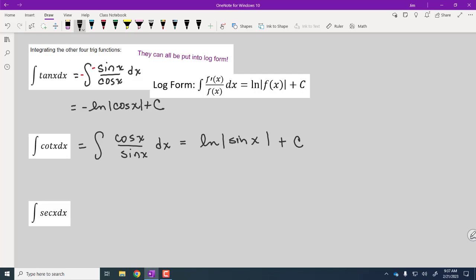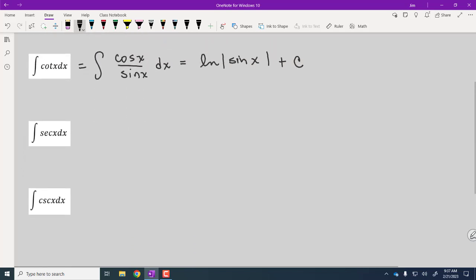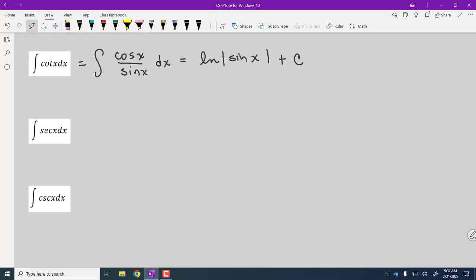Secant and cosecant. If you look at any integration table, you'll see that they integrate to logs. And if they integrate to logs, that means you should be able to rewrite them in log form. And this is not obvious. It's not obvious how to rewrite that in log form. Here is the trick. I would definitely call this a trick.